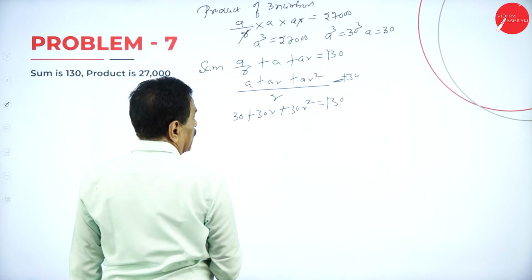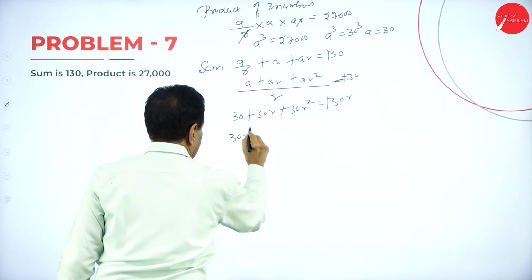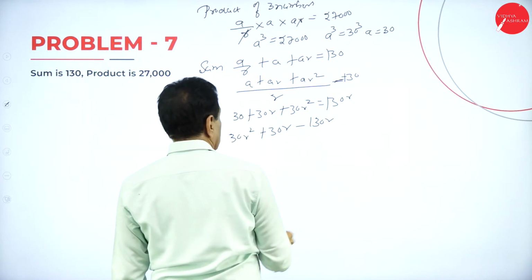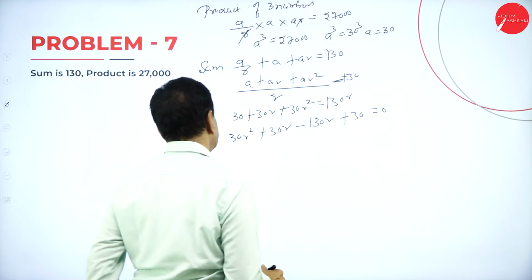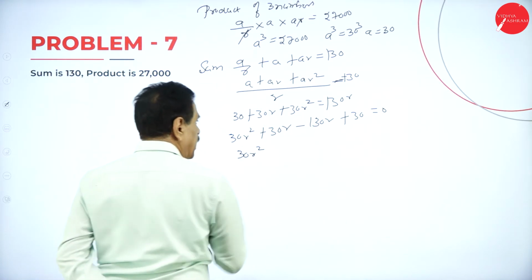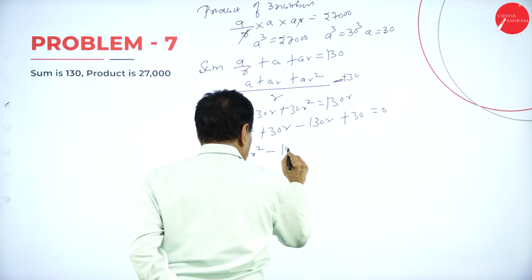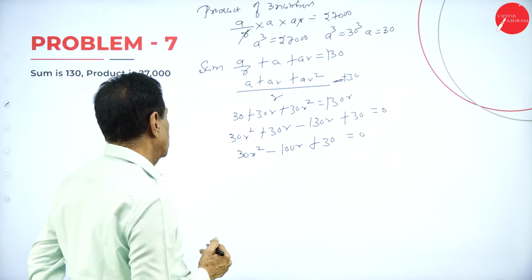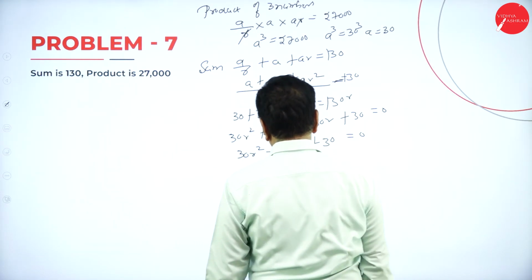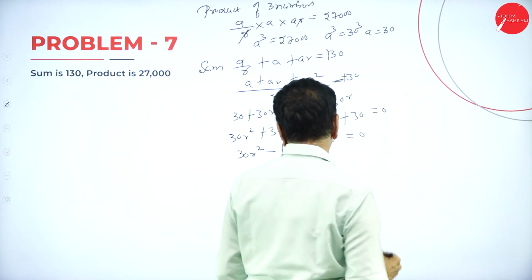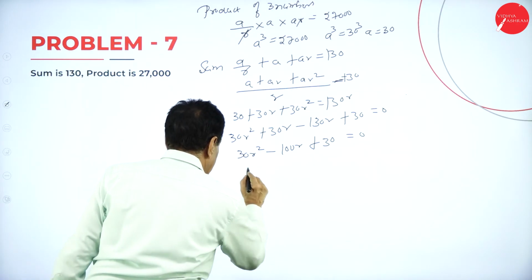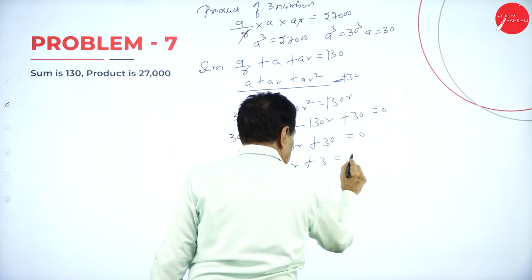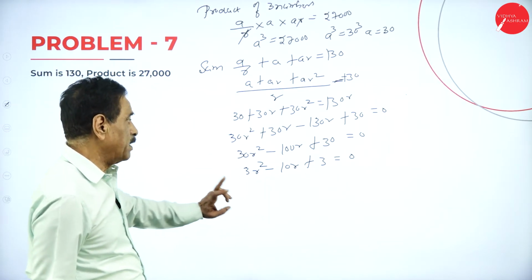Then 30R square plus 30R minus 130R plus 30 is equal to 0. 30R square minus 100R plus 30 is equal to 0. This is 30 into 30. So if you cancel the 0, it is 3R square minus 10R plus 3 is equal to 0. I cancel the 0 here, that's all.